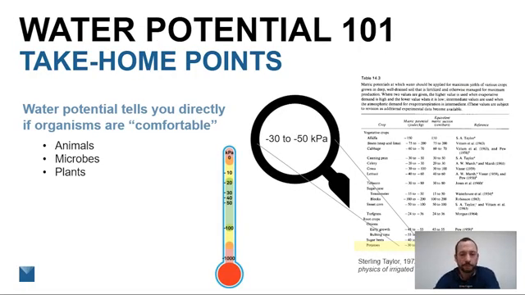The first one is that water potential tells you directly if organisms are comfortable. It tells you if they're water stressed, or it tells you if they have plentiful water. Okay, no other measure is going to tell you that. It's the water potential that tells you that. And this is true for animals, for microbes, and especially for plants. So if you know the water potential in the plant or the water potential in the soil, that tells you if the plants are water stressed. And this is a key concept that many overlook.